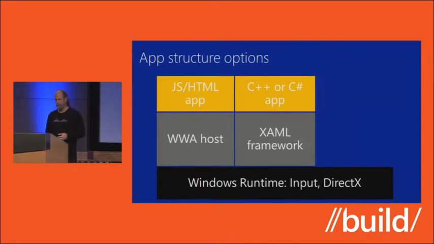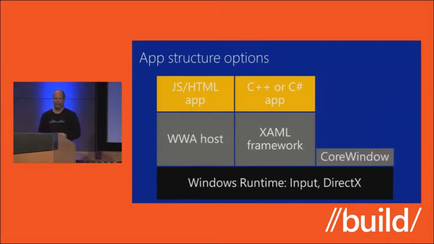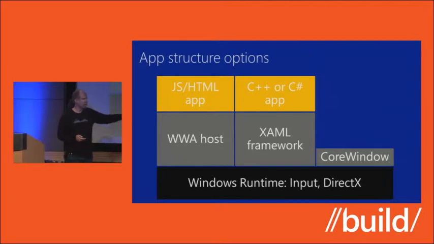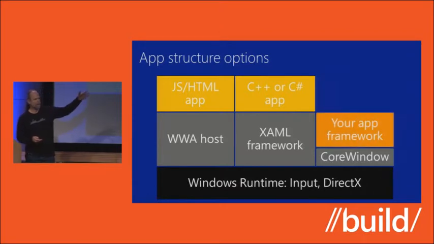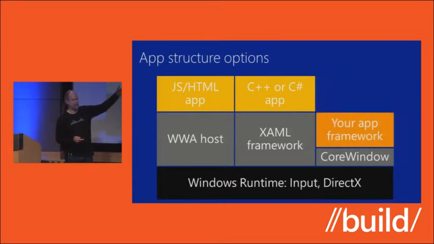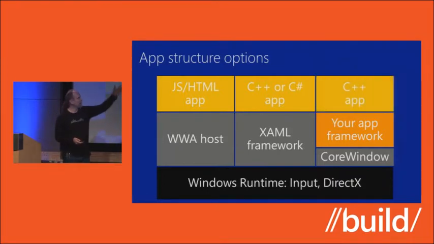Or if you're a person who's got a lot of experience or a lot of code bases already implemented in C++, you can build your application, again, targeting the same core technologies through an interface that's called Core Window that's designed to allow you to write your own intermediate framework, which is what a lot of the game samples in the SDK do right now, all the DirectX samples do. And then you write your application on top of that using C++.